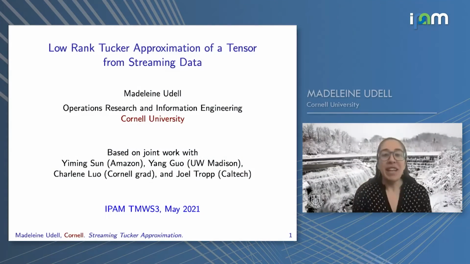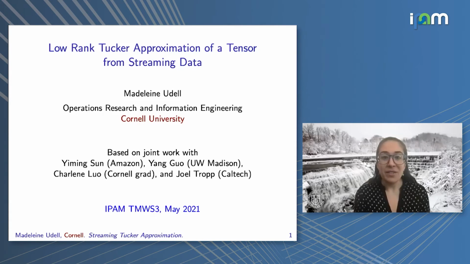Great. So I'm going to tell you about a way to compute a low-rank Tucker approximation of a tensor, even if you can only afford to store something much smaller than the size of the tensor. So if you can't afford to put the entire tensor into your memory on your computer, you can still compute a low-rank approximation to it.